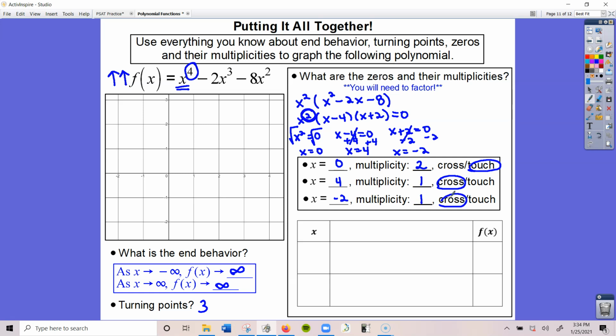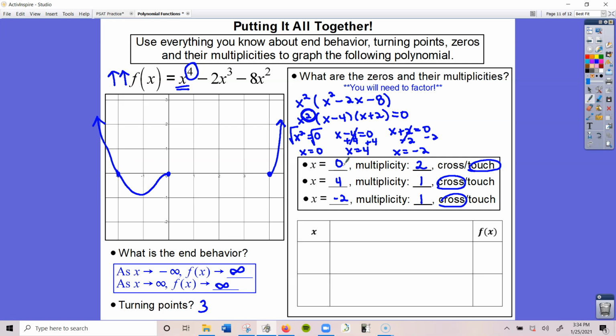So I'm going to show you how to use your multiplicity to graph if you don't like using the chart. So I'm going to put my x-intercepts on the graph here, 0, 4, and -2. My graph goes up and up, so I go up on the left side and up on the right side. At x is equal to -2, we said that because of the multiplicity that it would cross. So that means that here, instead of going back up, I would go down, because it has to go across the x-axis.